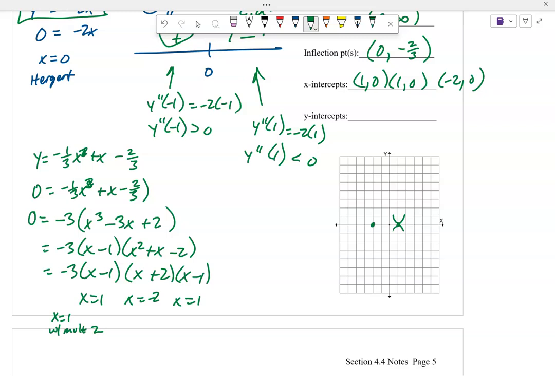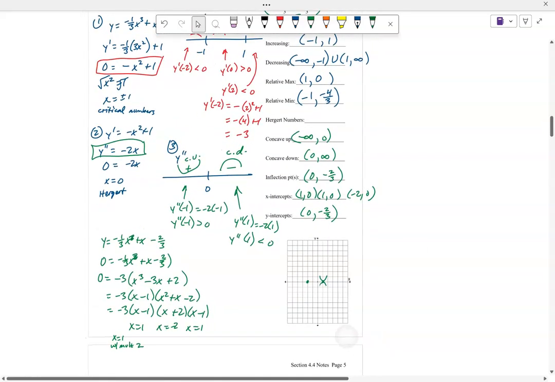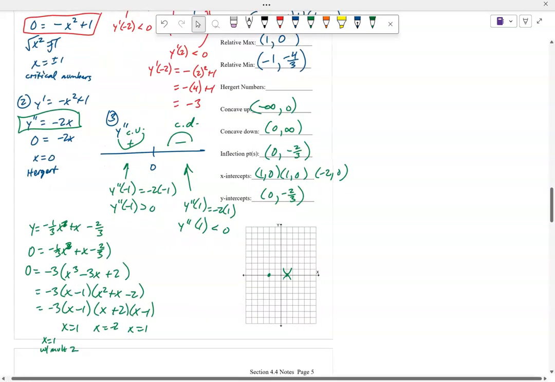Now let me find my y-intercepts by letting x be 0. So throw 0 in for x. That'll spit out -2/3, which is also our point of inflection. Okay. So now we can kind of put everything together. So if I kind of zoom out a little bit, I'm like, okay, I'm decreasing from -infinity to -1. And I'm concave down.